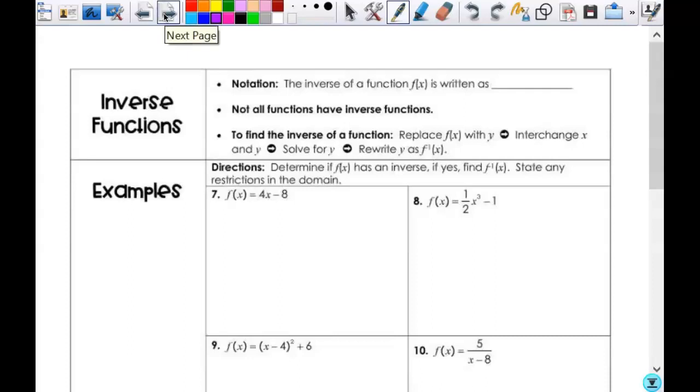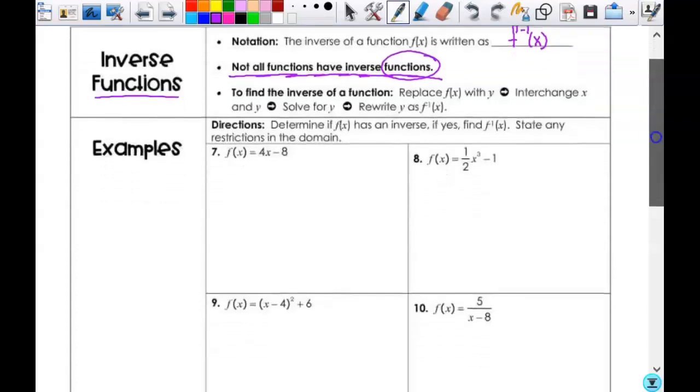So, talking about inverse functions now, because over there we were talking about just relations and possibly functions. So, notation, the inverse function of f of x is written as this. Again, it's important to understand that not all functions have inverse functions. They may have an inverse relation, but they don't necessarily have an inverse function. So to find the inverse of a function, you replace f of x with y, interchange x and y, solve for y, and then rewrite it as the inverse of f of x. All right, but before we even do that, we're going to determine if it has an inverse, because if it doesn't have an inverse, then I don't have to bother.